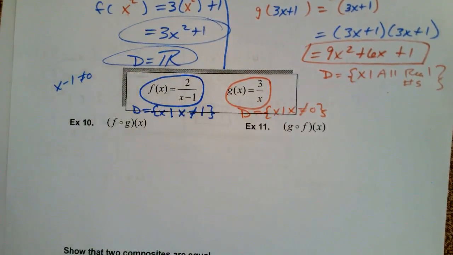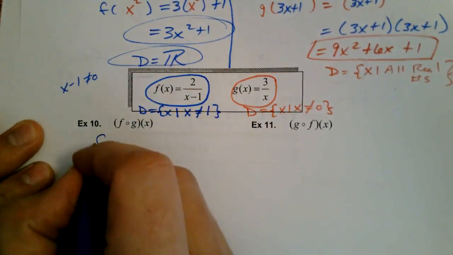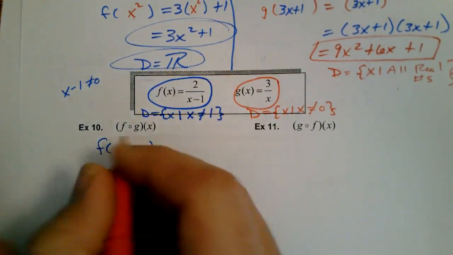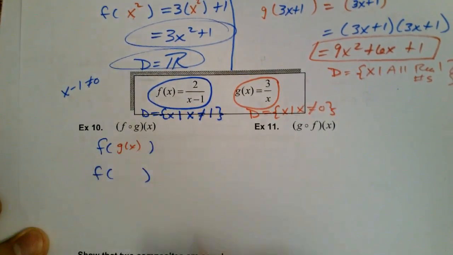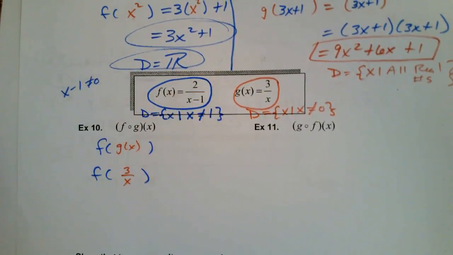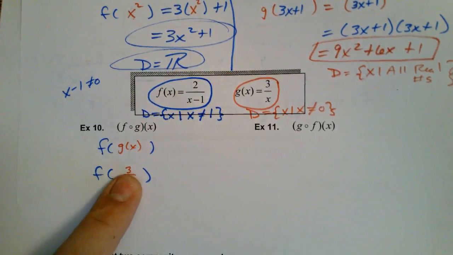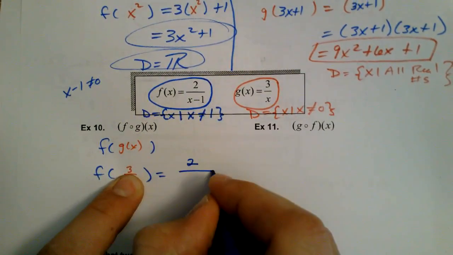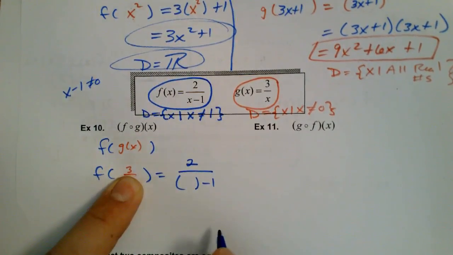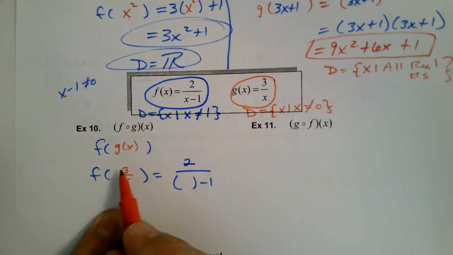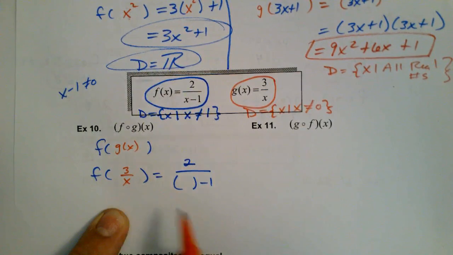So far, so good. I hope we're writing this down. Here we go. So I've got f of g of x. G of x is this guy right here, it's 3 over x. Well, if I want to do f of 3, I would take the f function, which is 2 over x minus 1, but instead of x, I would put parentheses and put 3 right here. But it's f of g of x, it's f of 3 over x. So I've got to put the 3 over x right here.